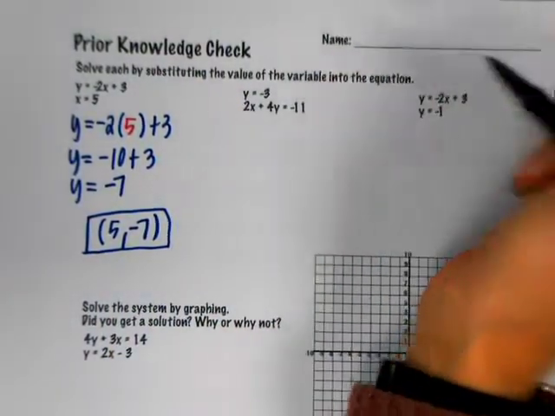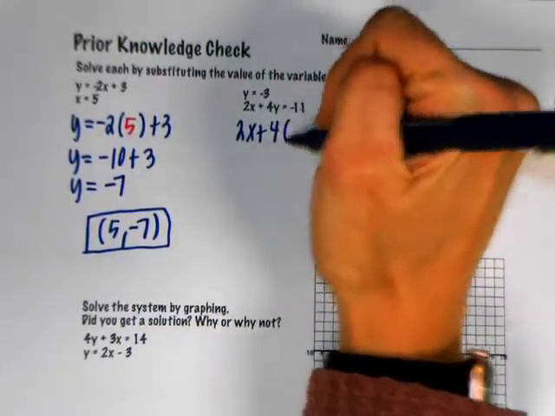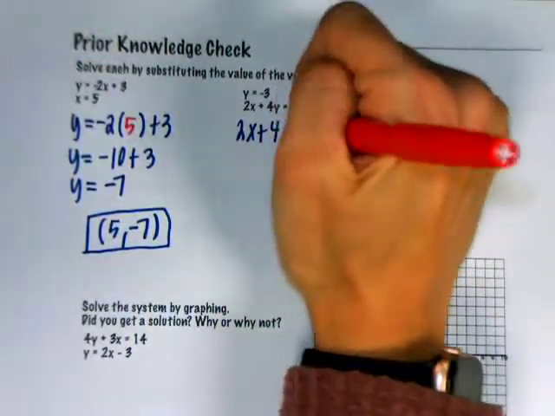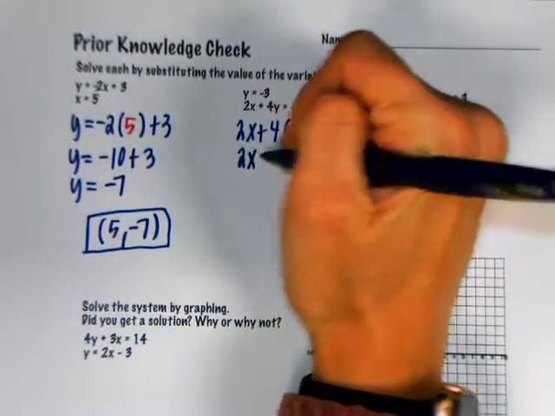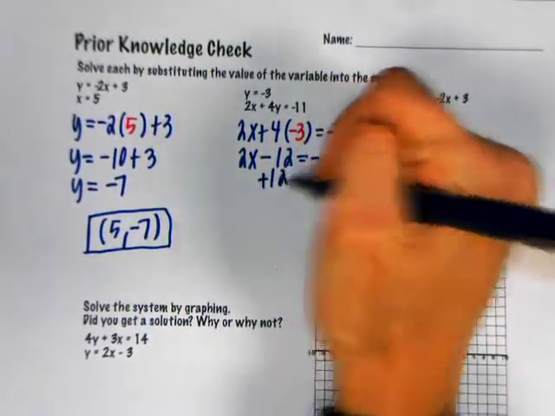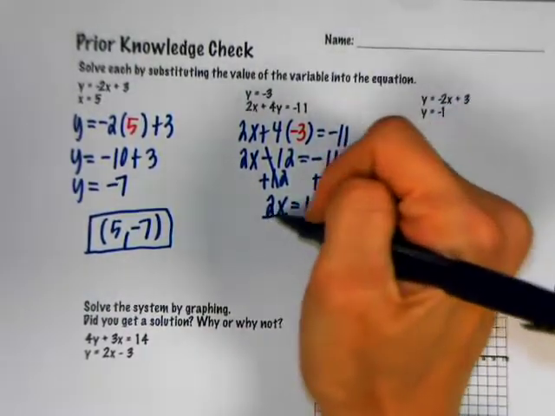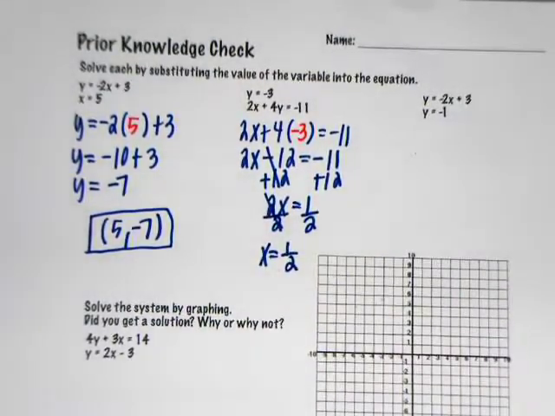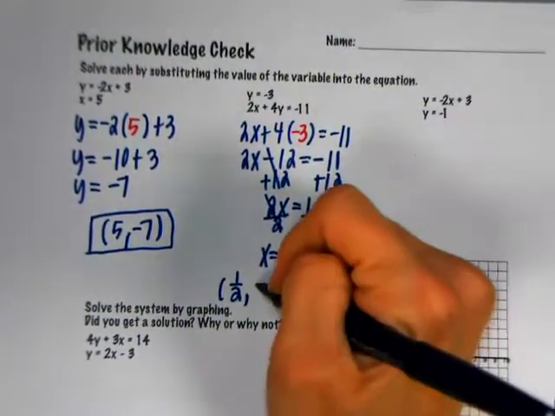All right, for this one, it gave us y equals -3, so 2x plus 4y, and we're going to plug in the y of -3. All right, 4 times -3 is -12, so 2x minus 12 equals -11. And add 12 over to the other side. 2x equals 1. Divide by 2. So you just get x equals 1/2. So that point is going to be x comma y, 1/2, or 0.5, comma, -3.